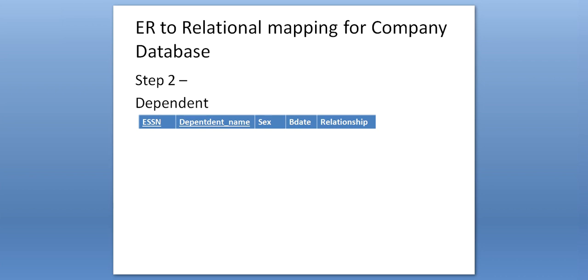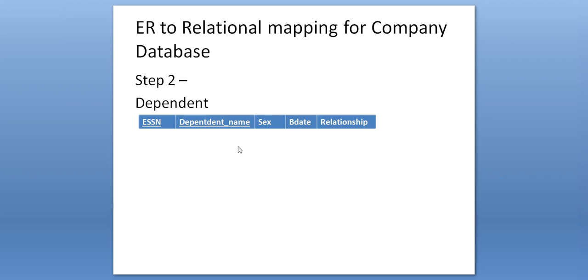But another thing mentioned in step number two is that the primary key of the owner entity type will become a foreign key in this relation, isn't it? That is, the primary key of the relation that corresponds to the owner entity type. So here in the dependent weak entity type, we have four attributes: name, sex, birth date, and relationship. So we have dependent name here, we have sex, and then birth date, and then relationship.